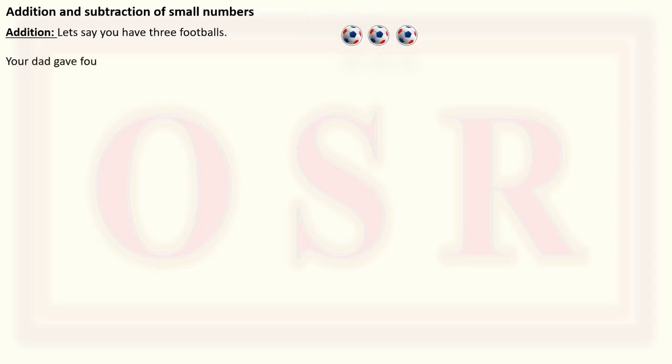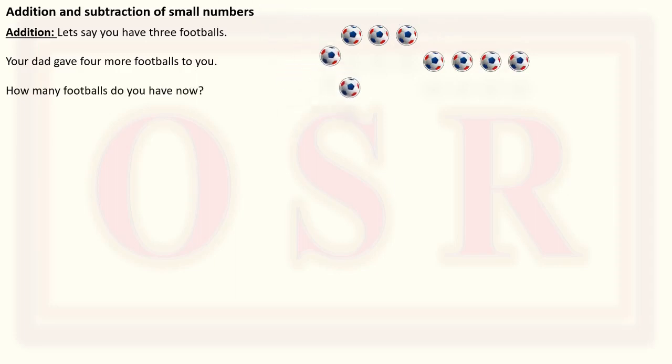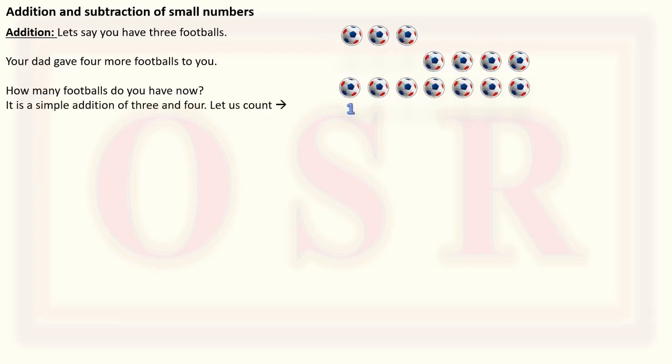Addition and subtraction of small numbers. Addition. Let's say you have 3 footballs, 1, 2 and 3 bouncing footballs. Your dad gave 4 more footballs to you, 1, 2, 3 and 4. How many footballs do you have now? So it's 1, 2 and 3 which we had, then 4, 5, 6 and 7, right? It is a simple addition of 3 and 4. Let us count 1, 2, 3, 4, 5, 6, 7.